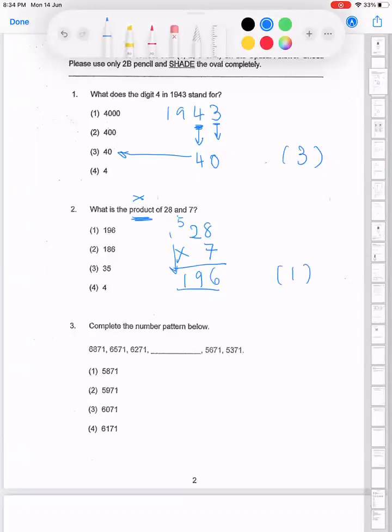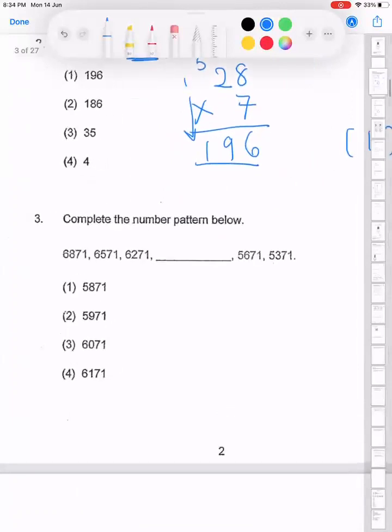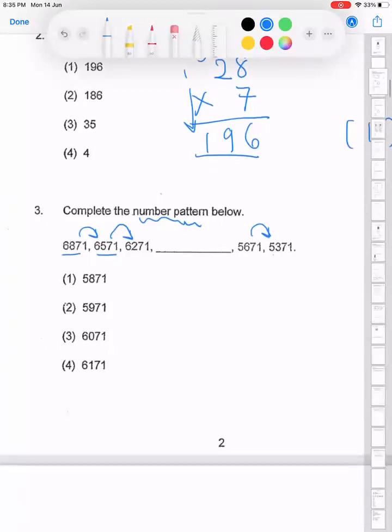Alright. Next question. Oh, this is my favorite question. Number patterns. So for number patterns, I like to find the difference between the first one to the second one, second to the third, and so on and so forth, so I can find the difference between this amount. So we take the bigger amount minus the smaller amount to find the difference. So this amount minus the smaller amount will give you the difference between both of them.